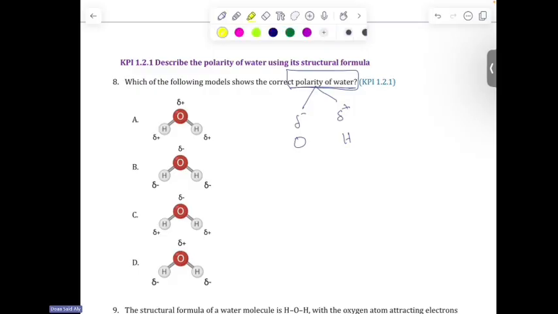طب let's check the first one. Look here, oxygen has positive. No, it's wrong لأن الأكسجين has negative. So you have to search for which diagram has negative on the oxygen. The ones that have negative on the oxygen are B and C, and this one is negative and this one is negative. يبقى here you have to check the hydrogen. Hydrogen is positive, so B is wrong, and the correct answer is letter C.